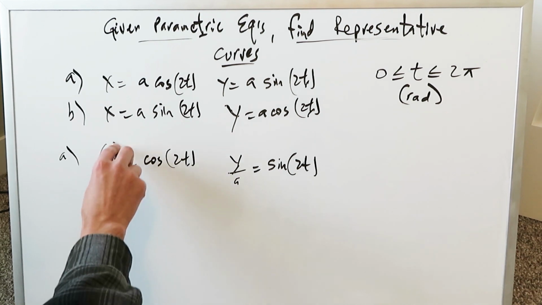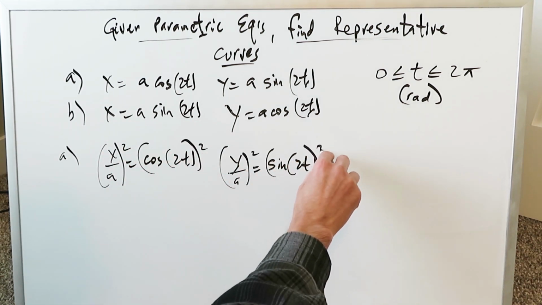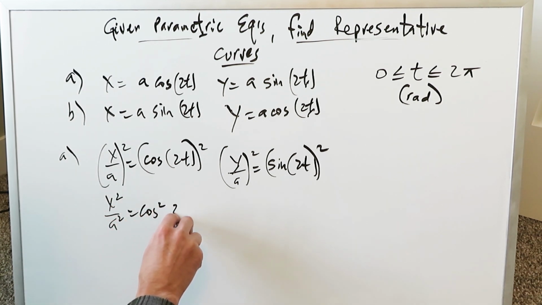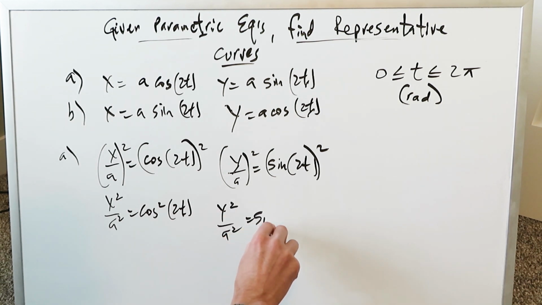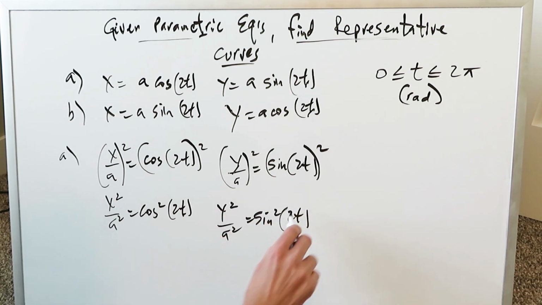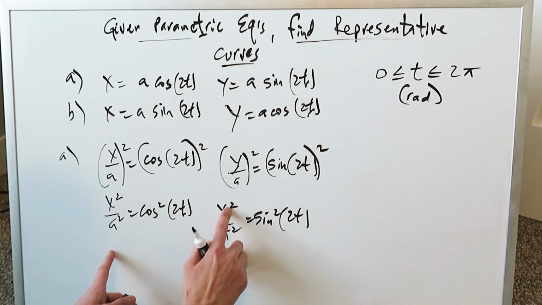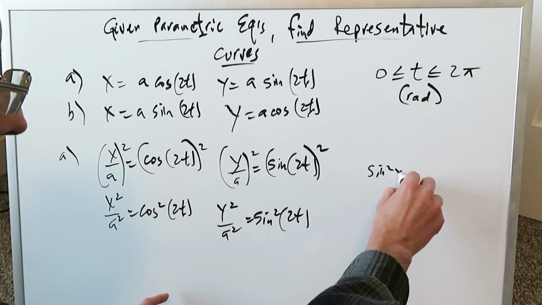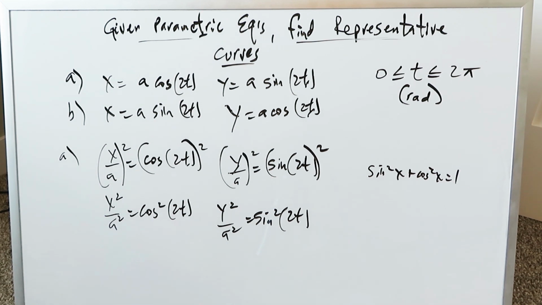A good technique over here, square everything. It helps develop a relationship that you'll see. You'll have x squared over a squared is equal to cosine squared 2t. Here you'll have y squared over a squared is equal to sine squared 2t. When you're looking at this, you're thinking now of something which looks very much like a trigonometric identity, which you know, sine squared x plus cosine squared x is equal to 1. But think about that trigonometric identity.